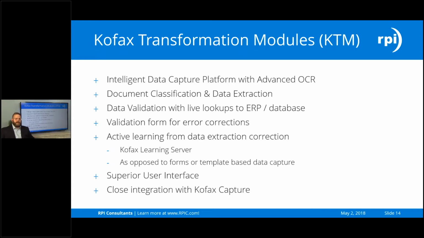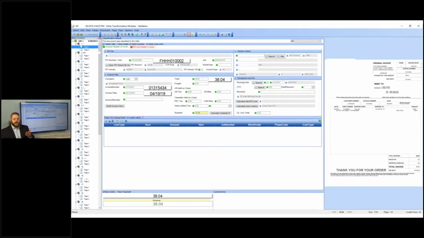There's a number of template-based or form-based learning options for other OCR platforms, but we definitely find Kofax Learning Server to be the best. I feel it has an excellent user interface compared to many of its competitors. Somewhat to do with its configurability, but also just sort of its out-of-the-box feeling. And of course, it does offer close integration with Kofax Capture. So any batches or document separation that occurs in KC can be reflected in KTM with a seamless handoff. And here's a quick screenshot of KTM.